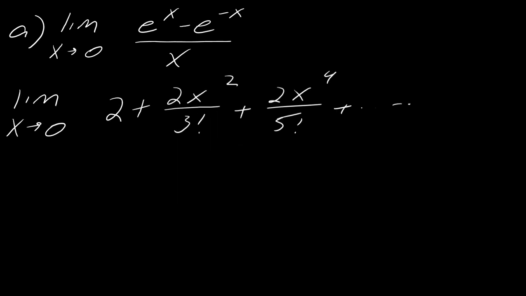Okay, so now I can go ahead and take the limit of what's left over. And what's cool about this now is since this is x going to 0, all this other stuff drops out and I'm just left with 2. So this whole thing equals 2.